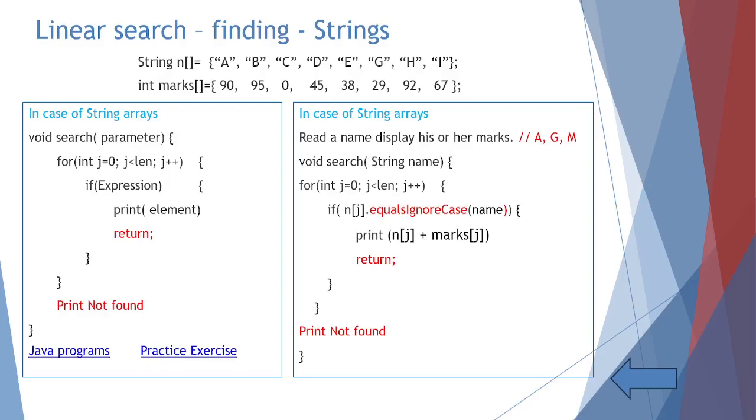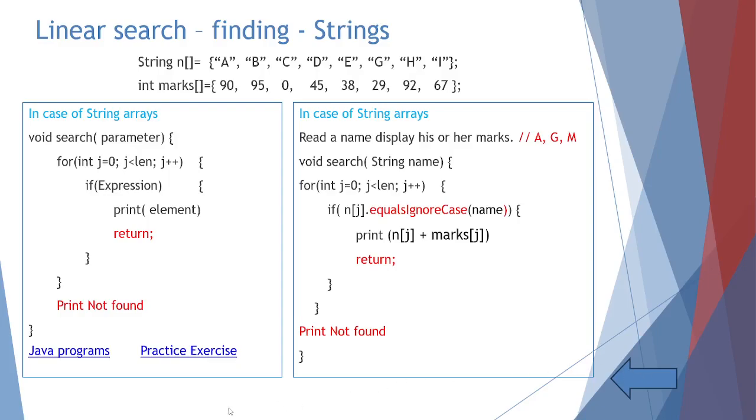The work is done. But the last one, M is given as string name. Running the loop, is M equivalent to A, B, C, D, E, G, H, I? No. So the for loop finished, no if matched, so no return happened. Outside the for loop, if I reach, that means not found. So this way we write found or not found in string arrays. Not only string arrays, we can have different integer arrays, but found or not found will come mostly in strings.